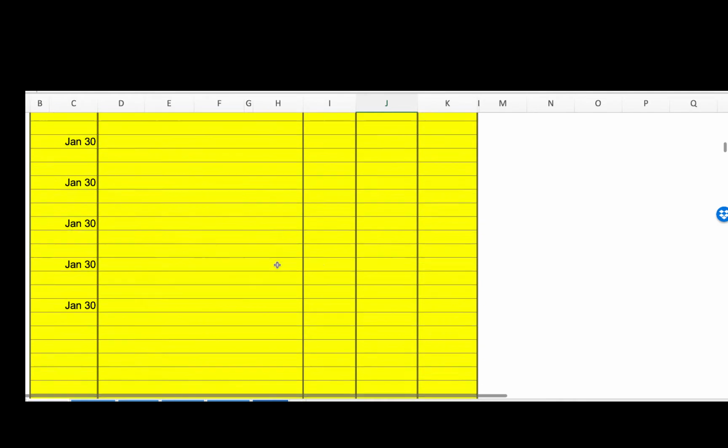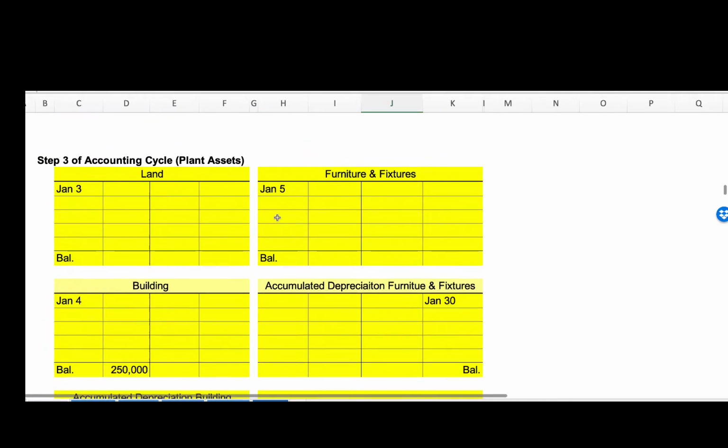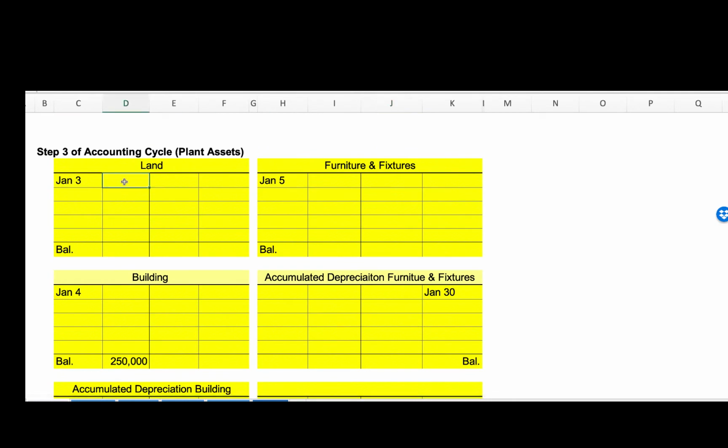So let's go down to assets, right? Land is a long-term asset, not a current asset. So here's land, January 3rd. This is going to be on the debit side for $50,000.